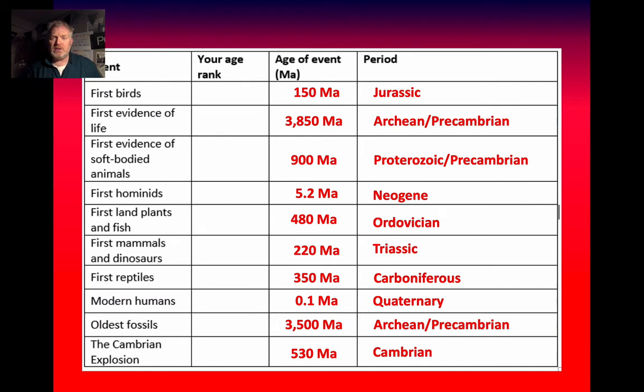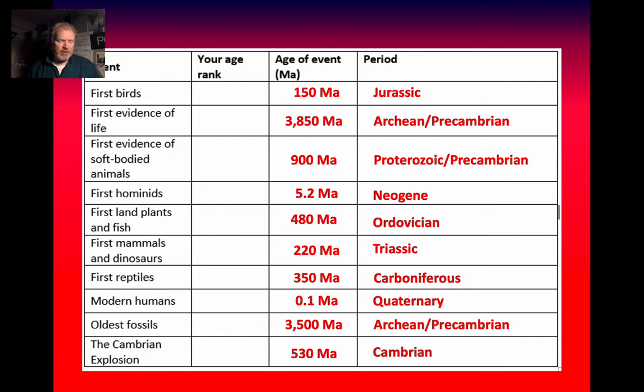The earliest hominids back in the Neogene. Soft-bodied animals evolved in the Proterozoic or the late Precambrian. First evidence of life is way back in the early Archean or Precambrian. And the first birds evolved in the Jurassic.